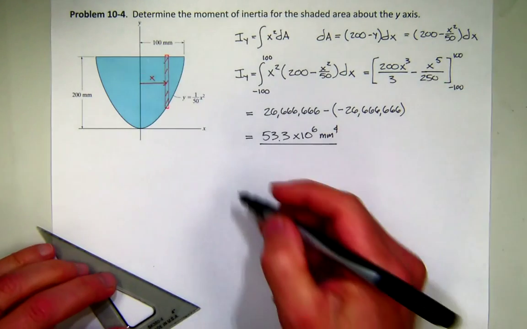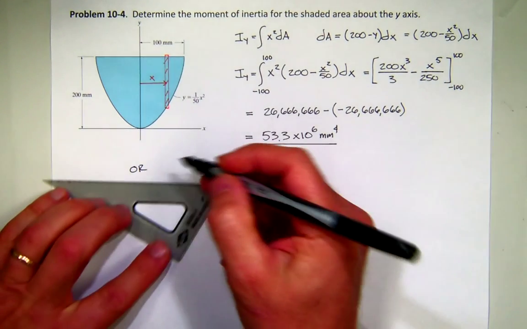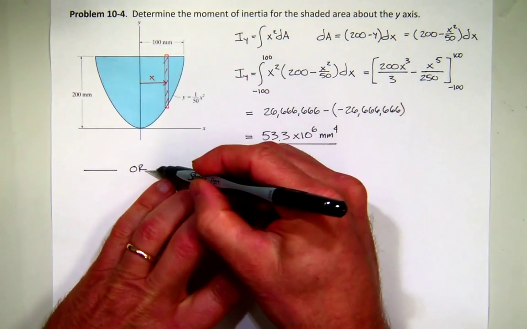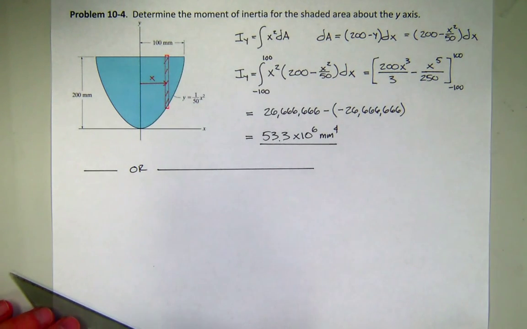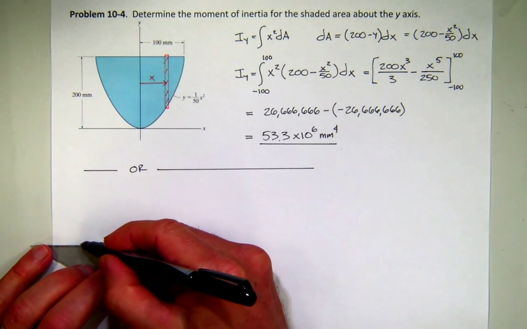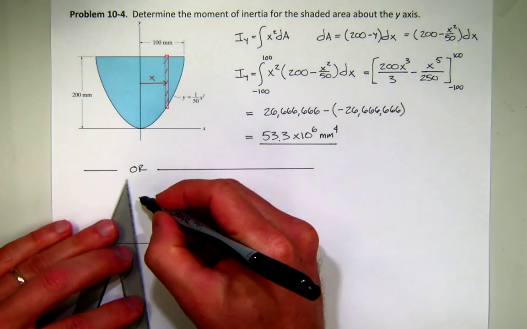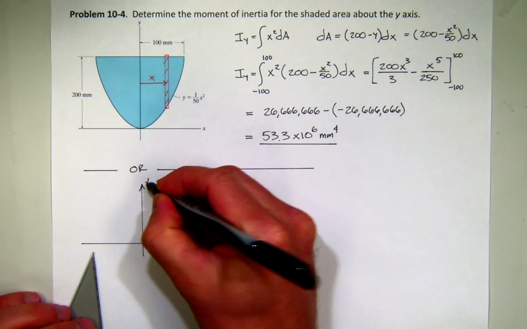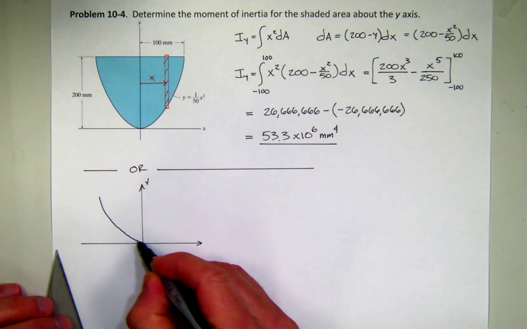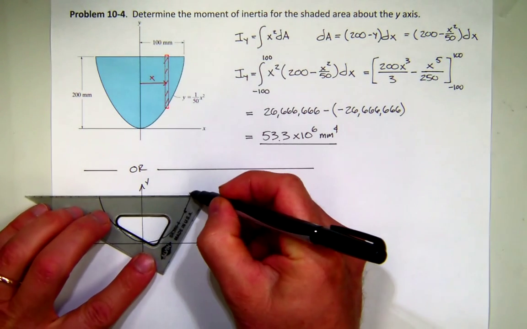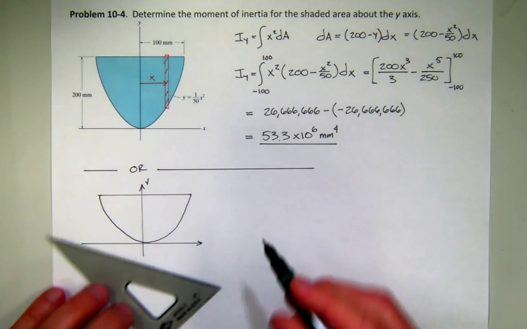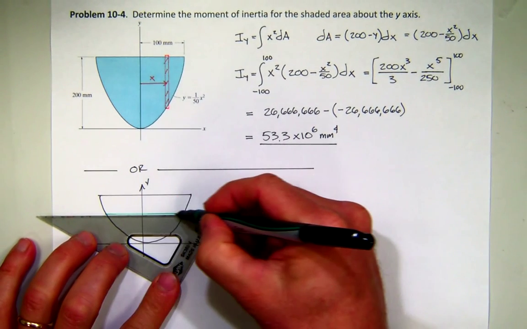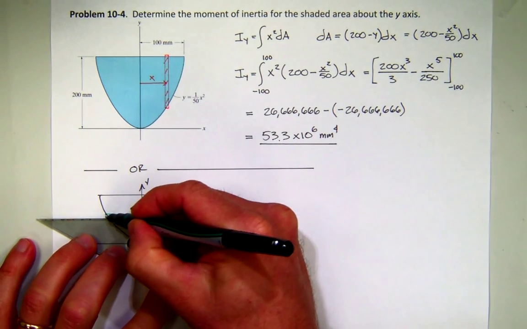Now, I'm going to say "or," and we'll do it again a different way. The "or" part, I think I'm going to redraw this just so you can see it easily. So there's x and y. There's the shape. Not as nice as the one they drew. But let's do a horizontal strip, just as an example, an alternative.